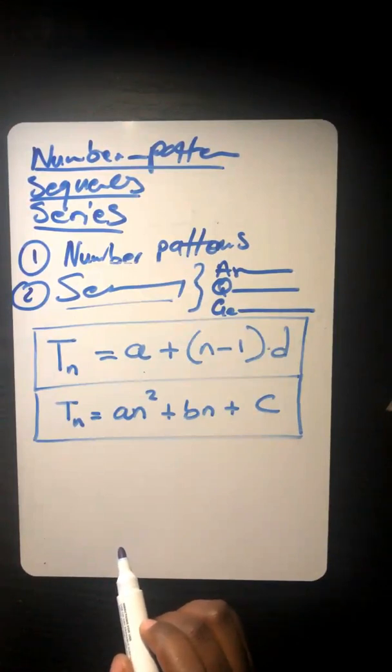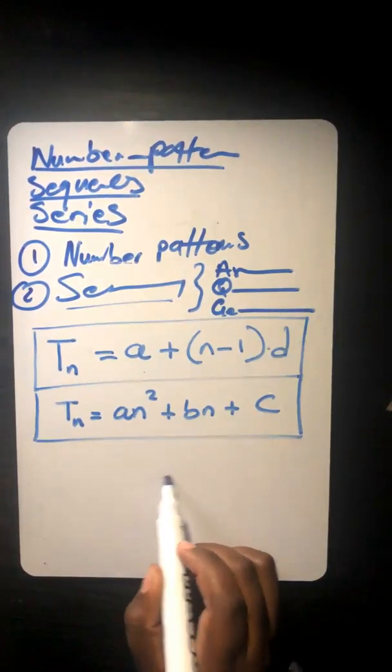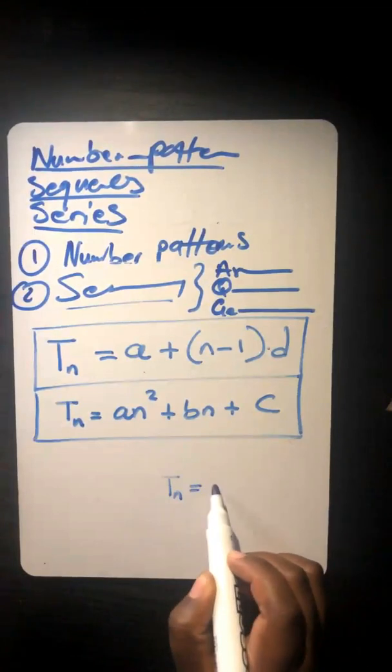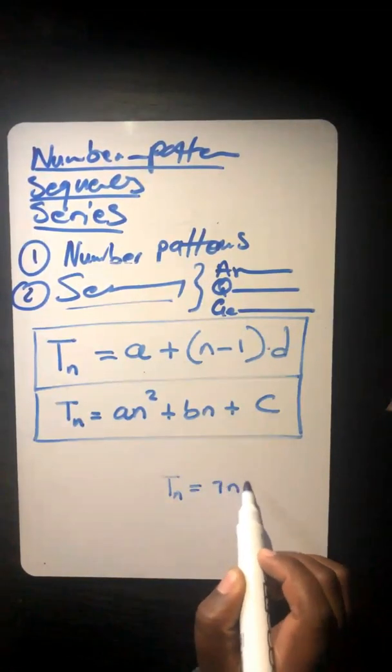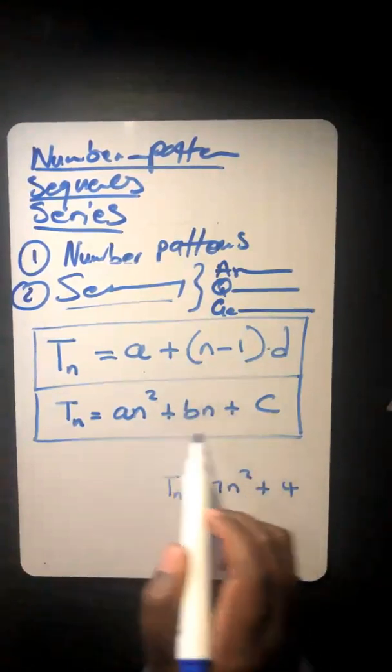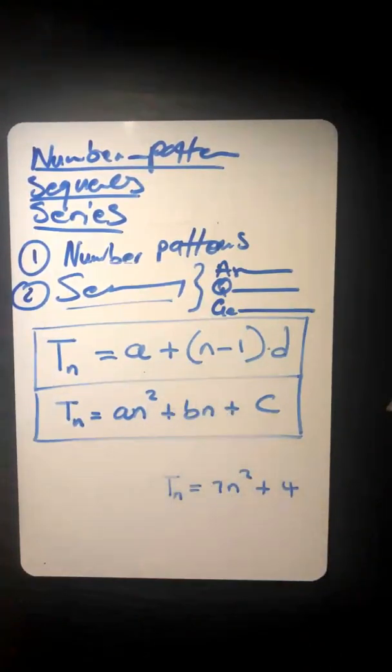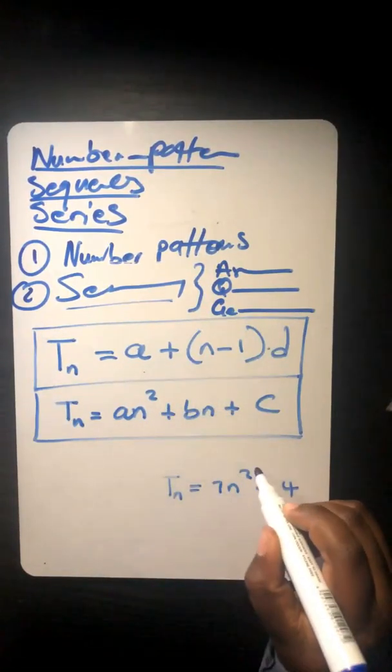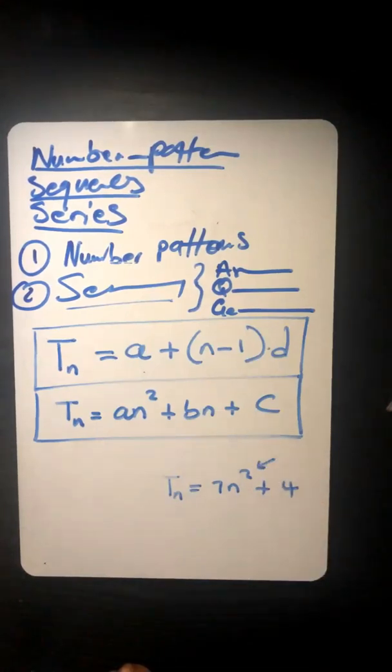So whenever you're dealing with sequences, the moment you see a formula which could be Tn is equal to, let's say, 7n squared plus 4, don't worry about whoever stole that bn, because you notice you've got the power 2. Automatically, you know very well that you're dealing with a quadratic sequence.